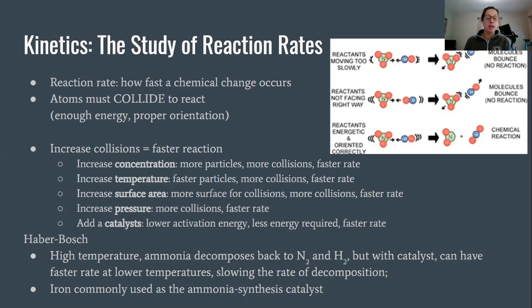The key with the Haber-Bosch process was that the ammonia decomposes back into nitrogen and hydrogen gas at high temperatures. But with a catalyst, we can still have that faster rate, but at a slightly lower temperature, which will slow the rate of decomposition. For this process, iron is commonly used.